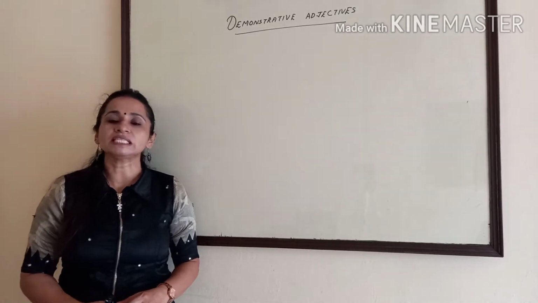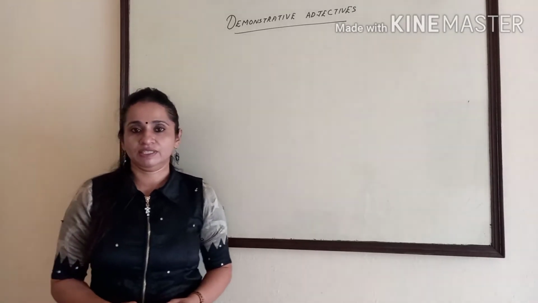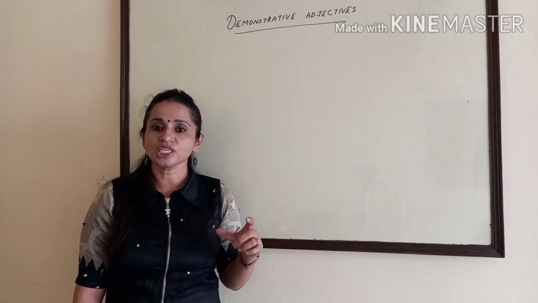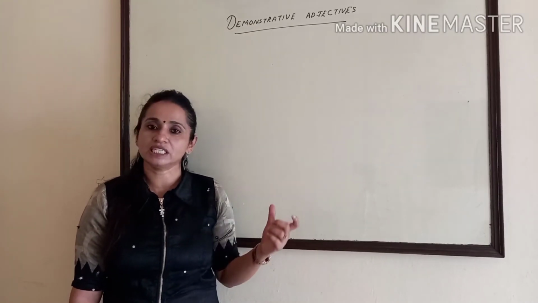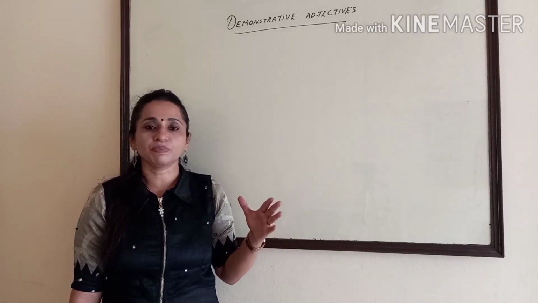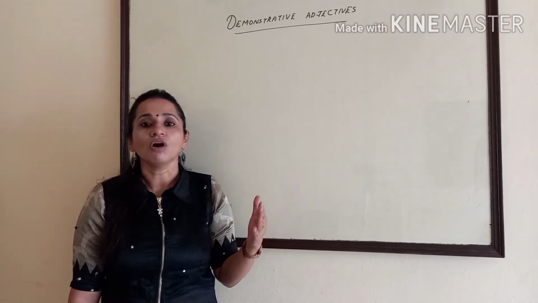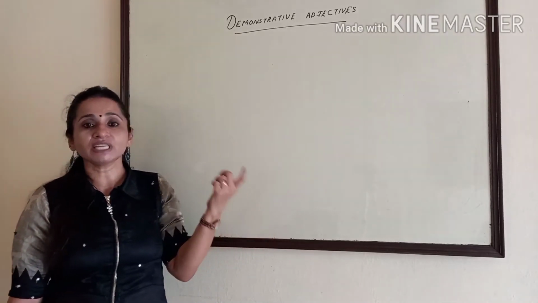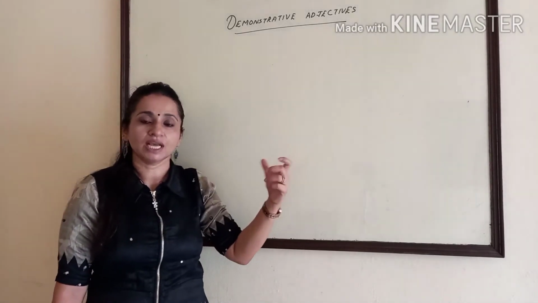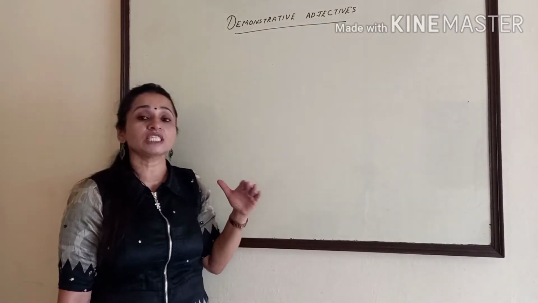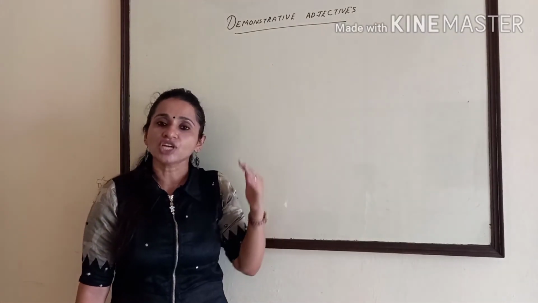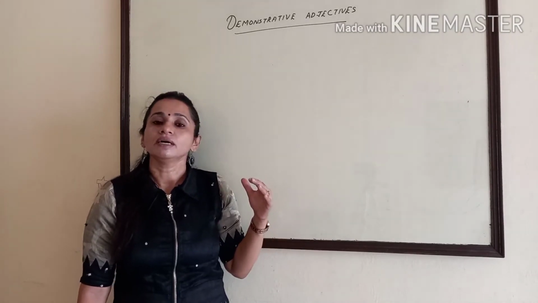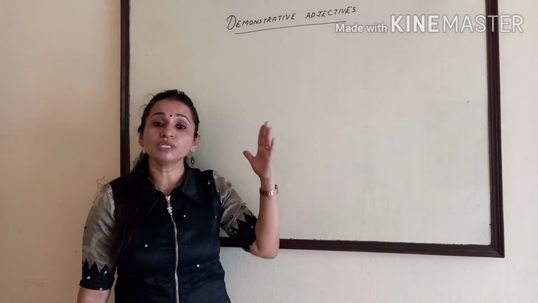Our today's topic is demonstrative adjectives. First, let's see what demonstrative adjectives are in English. Demonstrative adjectives are a special kind of adjective used to express the relative position of a noun in space or time. Adjectives are words used to describe nouns, but these are special adjectives used to express the relative position of a noun according to its time and space.